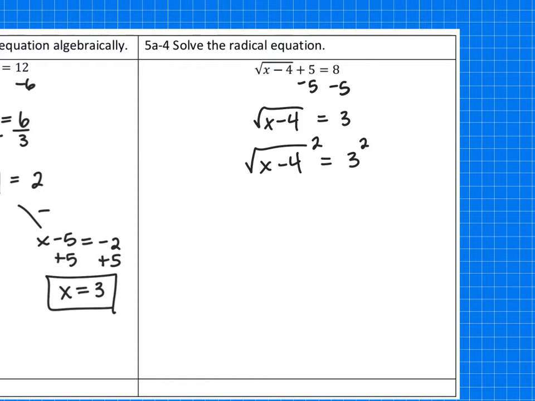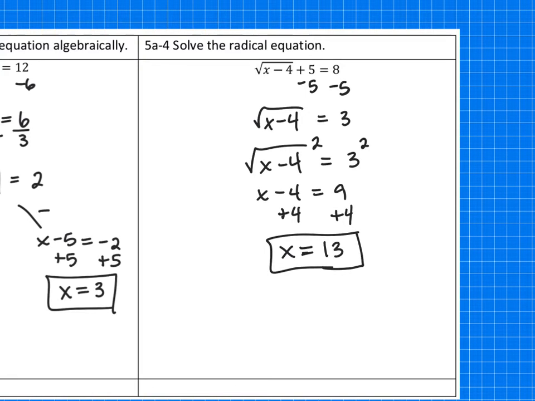When I do that on this side, this is the square root of x minus 4. This x minus 4 is a little chunk in and of itself. So when I square it, all I'm left with is the x minus 4. Then I need to square 3, which gives me 9. Add 4 to both sides, and I have x equals 13. That is it for that.